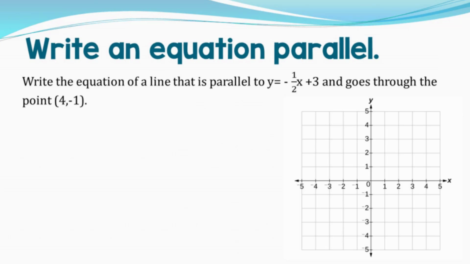All right, and the last thing we need to be able to do is write the equation of a line that is parallel or perpendicular to a line that's given. So a few steps involved here. So let's draw the line that we are given. So we're going to plot a y-intercept of 3. We're going to count down 1 and over 2. Down 1 over 2. And then we can draw this line.